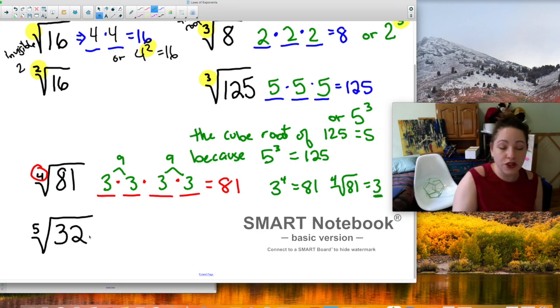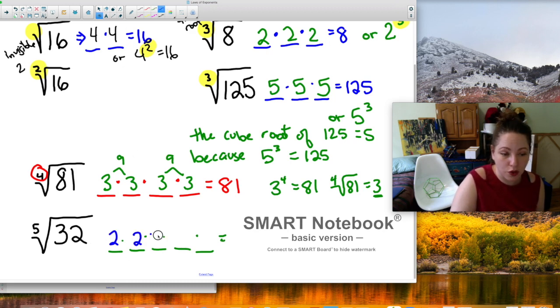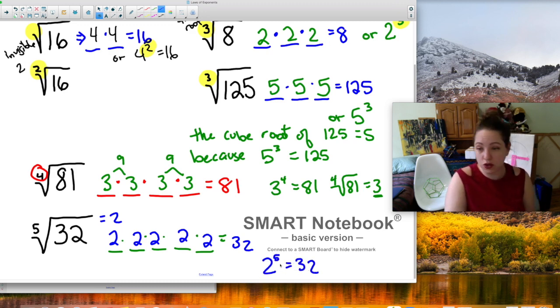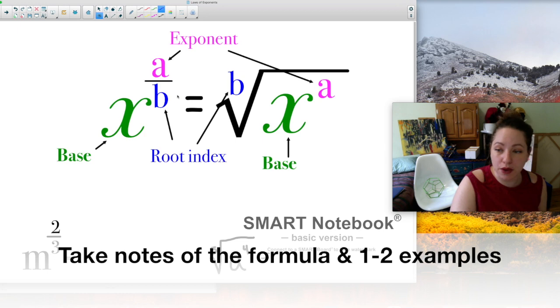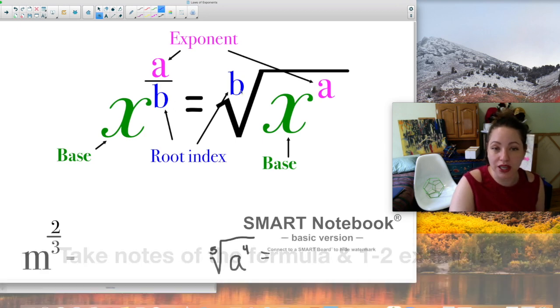5th root of 32, what does that mean? Well, what number 5 times? 3, 4, 5. Well, it's got to be a small number, right? So you try a couple things and you'll see 2. 2 times 2 is 4, times 2 is 8, times 2 is 16, times 2 is 32. And so the 5th root of 32 is equal to 2, because 2 to the 5th power equals 32. You can also just do that in your calculator. Try 3 to the 5th power, 2 to the 5th power, 6 to the 5th power. See what works.